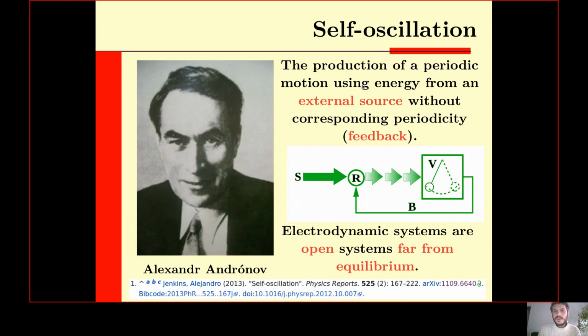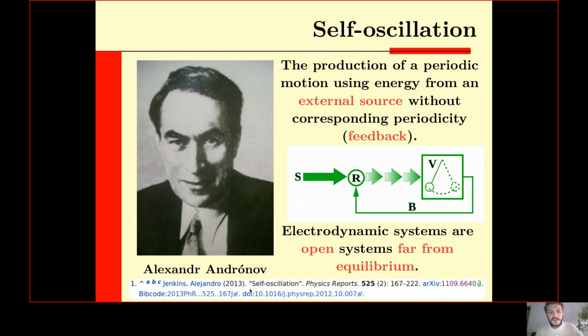And now what you get is that the external source, you don't need to tune it. There is no need for resonance. I mean, the external source can have no periodicity, and through the mechanism of feedback through its own motion, the way the particle takes energy and releases energy is made through the particle's motion. So this is not a resonance phenomenon. You don't need to tune frequencies, okay? There's feedback here. So the idea is that electrodynamic systems are open systems far from equilibrium.